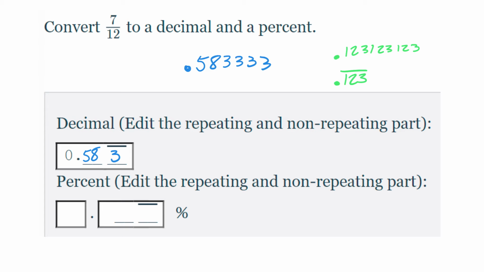And then the second part, we're supposed to change this into a percentage. So that involves taking this decimal place and moving it over 2 times. So we are talking about 58.3 repeated percent. So this is what our answer should look like. And you're just going to skip this space right here and put that in just like it reads.